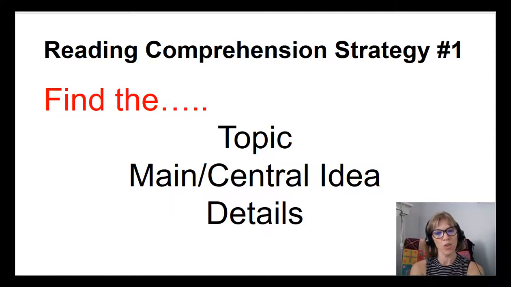In our Zoom session this week, we reviewed a reading comprehension strategy. This strategy is very important and it's the foundation for many other reading comprehension strategies. The strategy is to find the topic, the main or central idea, and the details of a text. Every text is made up of a topic, a main or central idea, and details.